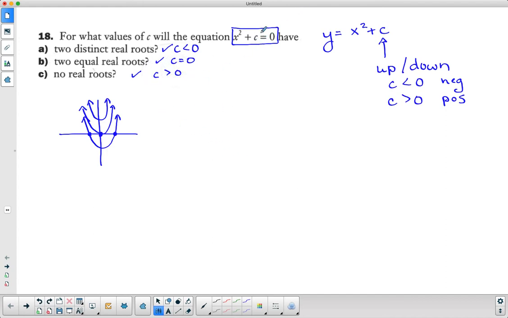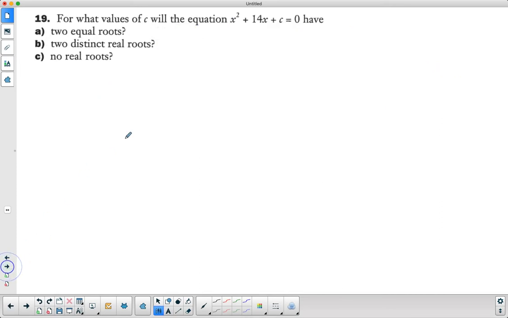Now the biggest thing here is the part that moves it up and down is what's going to give it the roots. Moving it left and right doesn't give it any roots. It just determines where it's going to be. So when we get to this question over here, which is a little bit more complicated, we don't know what moves it up and down because this isn't in the right form. This is in standard form, and we need it to be in completed square or vertex form to be able to do it. So what we have to do here is complete the square.